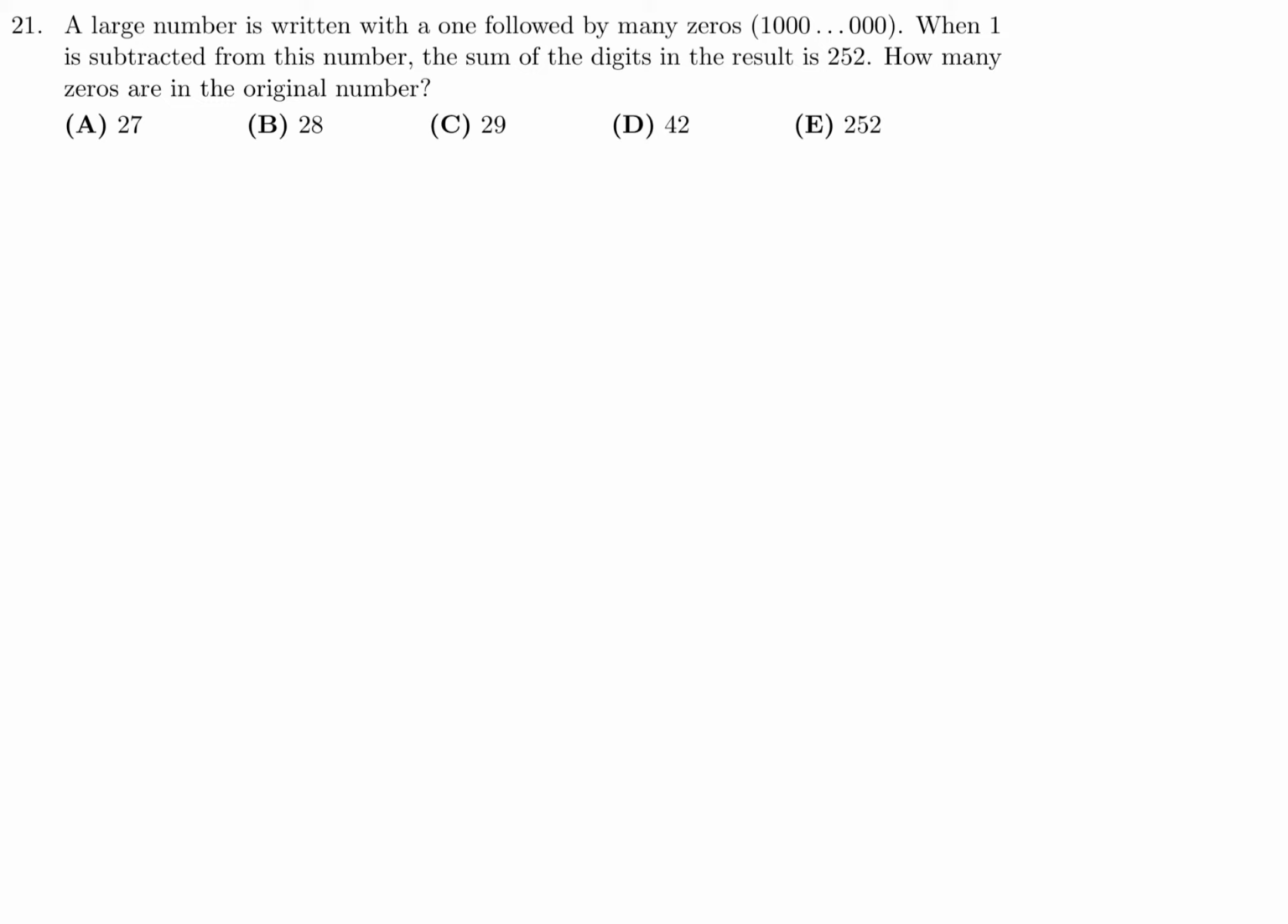Let's explain this with a few examples. Let's say the number was 10. Then you subtracted a 1. Well, that obviously is 9. Sum of the digits, well, just 9. If the number was 100, you subtracted 1. That would create a 99. Sum of the digits here is 18.